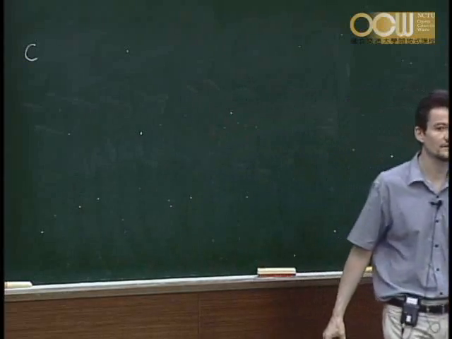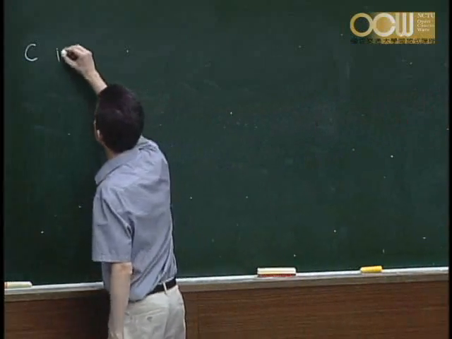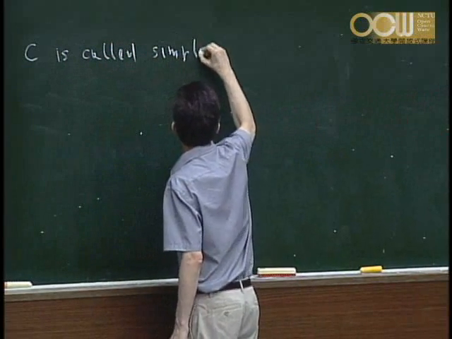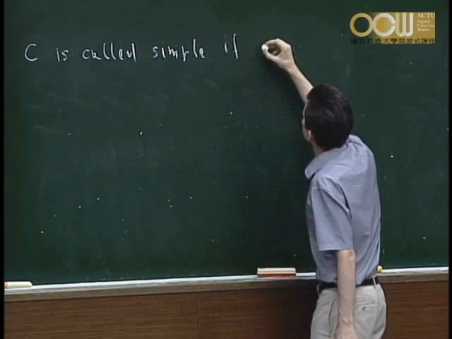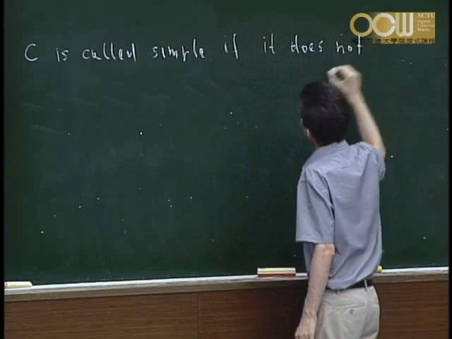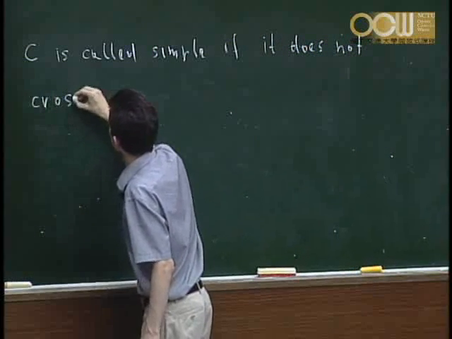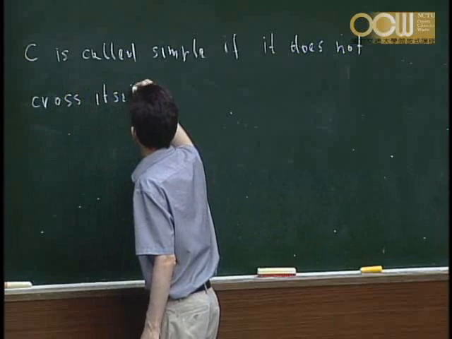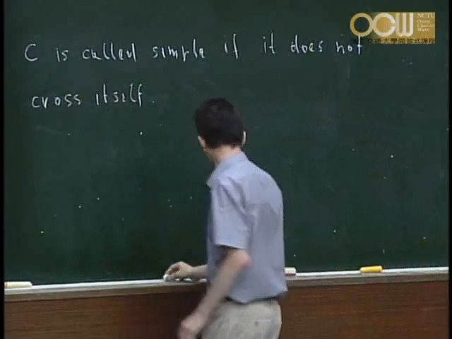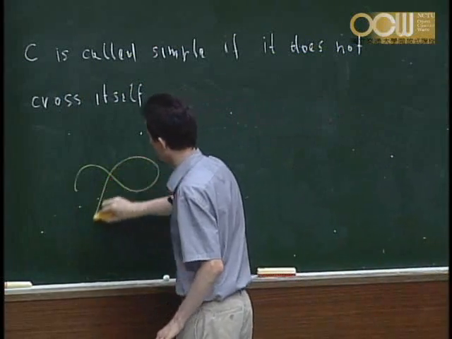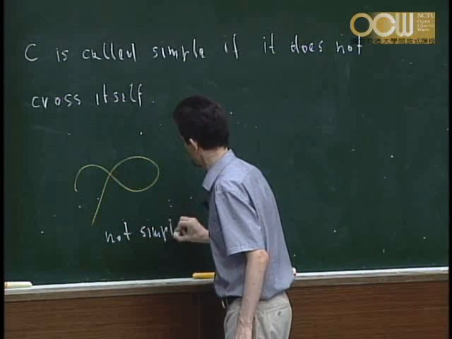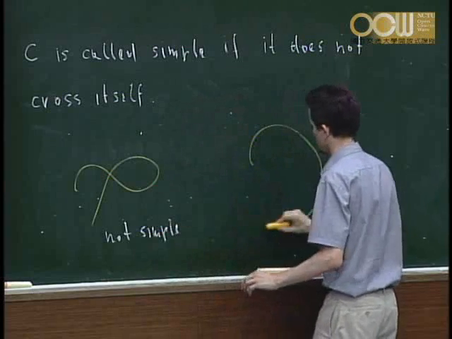What is more important is simple. So C is called simple if it doesn't cross itself. So if you have something like this here, it would be not simple, whereas this one is simple.